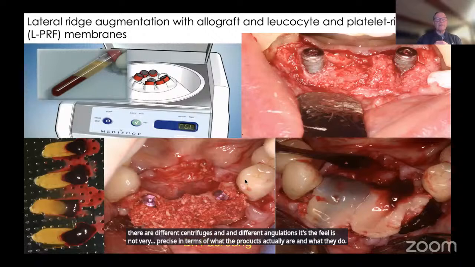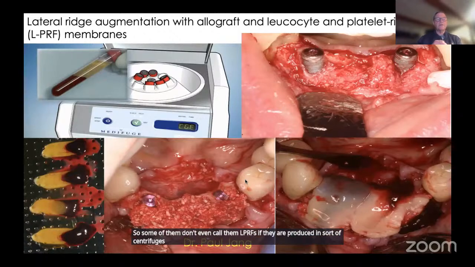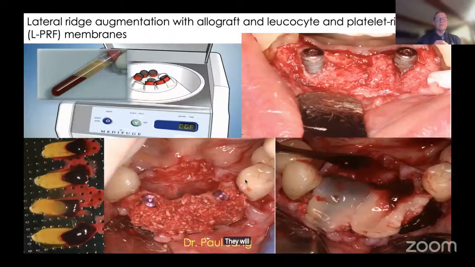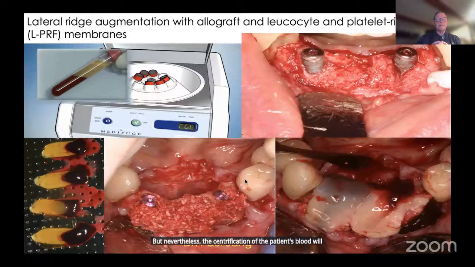So some of them I don't even call LPRFs if they are produced in certain centrifuges like this Medifuge. They will ask you to call them some sort of growth factors, advanced growth factors and things like that. But nevertheless, this centrifugation of the patient's blood will produce in glass tubes these membranes that we can use.